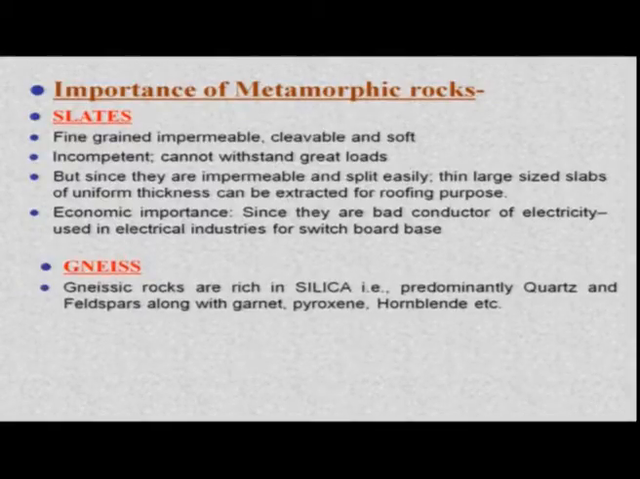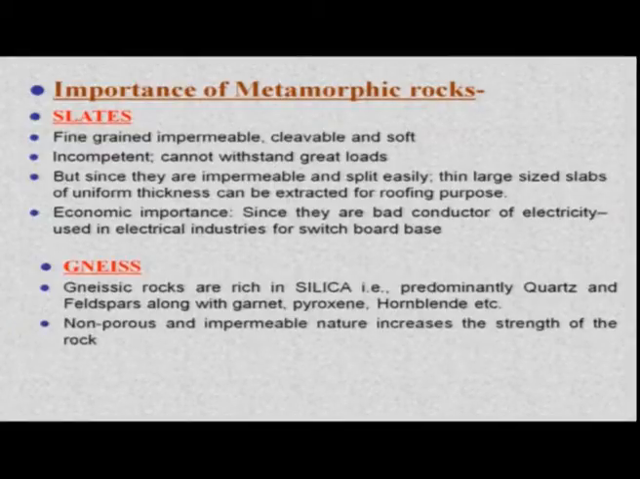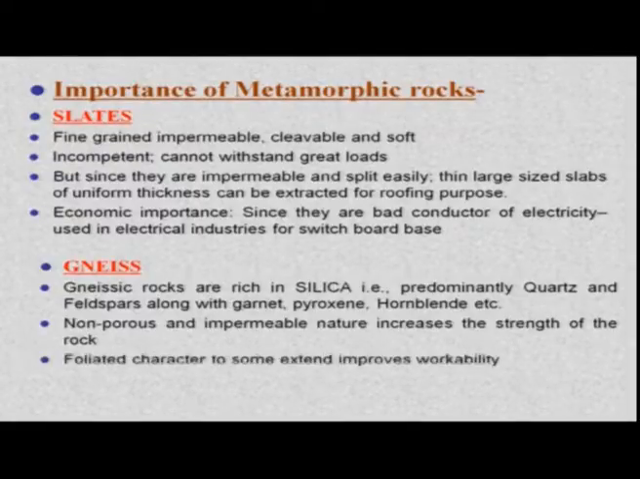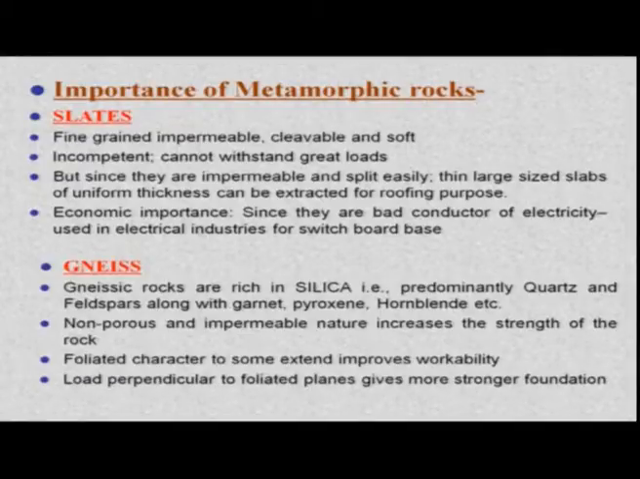Gneiss rocks are rich in silica, predominantly quartz and feldspar along with garnet, pyroxene and hornblende. Their non-porous and impermeable nature increases the strength of the rock, so this is comparatively having better strength than this one. Foliated characteristics to some extent improve the workability, so they are also easily workable compared to what we see with gneiss.